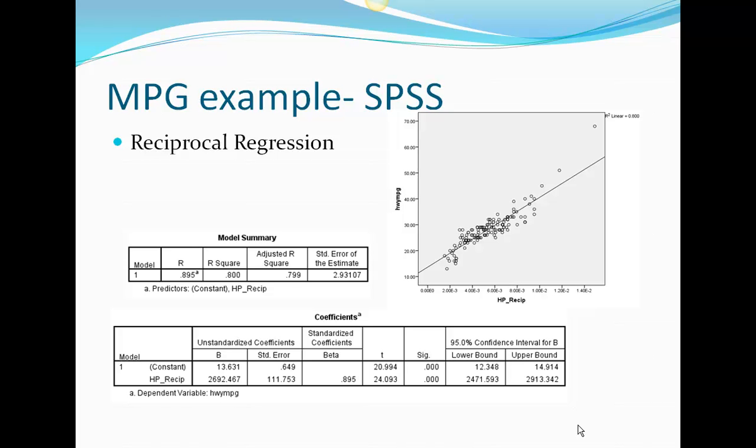And I'll see now, once I've done that reciprocal transformation, in both cases, I can see much more of a linear relationship. And I'll compare my r squared, adjusted r squared, and standard errors and see that my reciprocal transformation was in fact better because r squared and adjusted r squared increased and my standard error decreased.